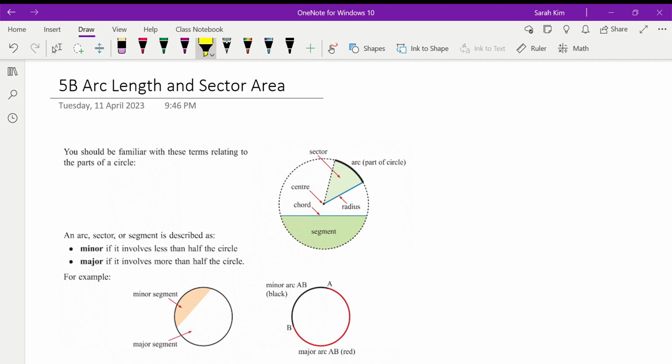Now, arc length and sector area are pretty straightforward. Hopefully you have already heard of them in previous maths. So arc length basically just means part of a circle. It could be the whole circumference, or it could be a part of a circumference. It could be this length, it could be this length, whatever you decide, they're called arc length.